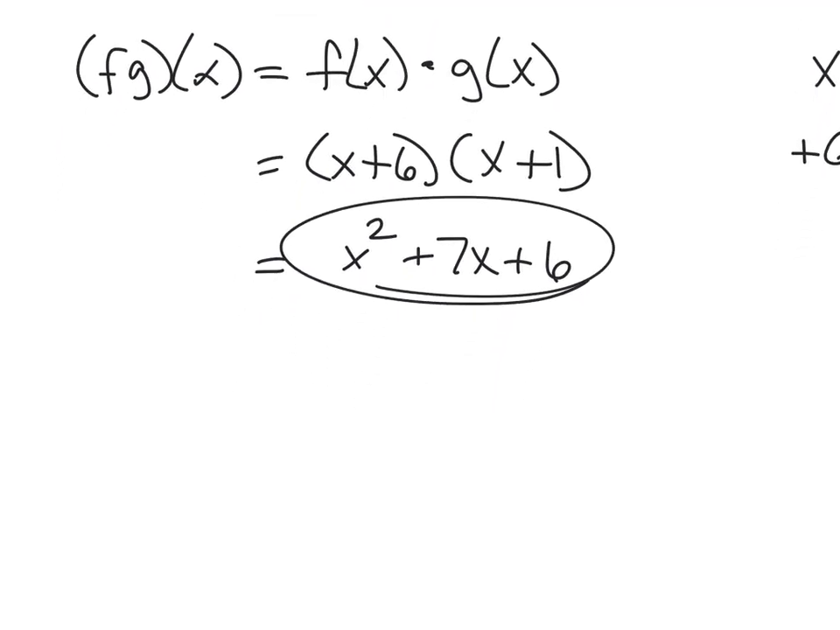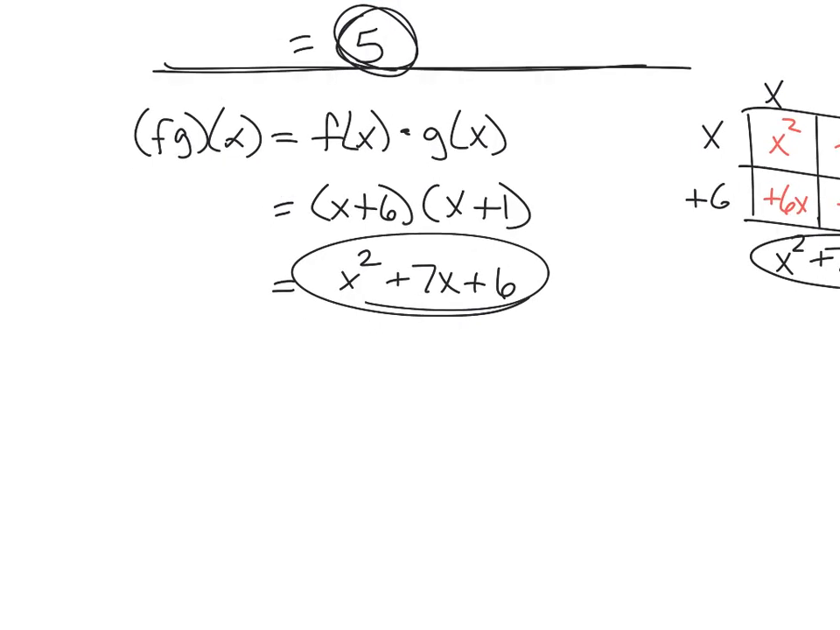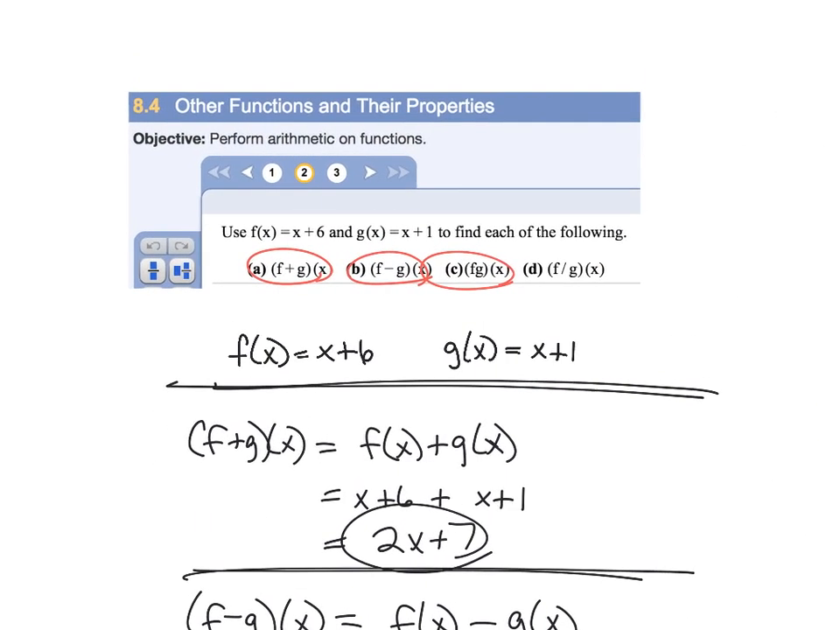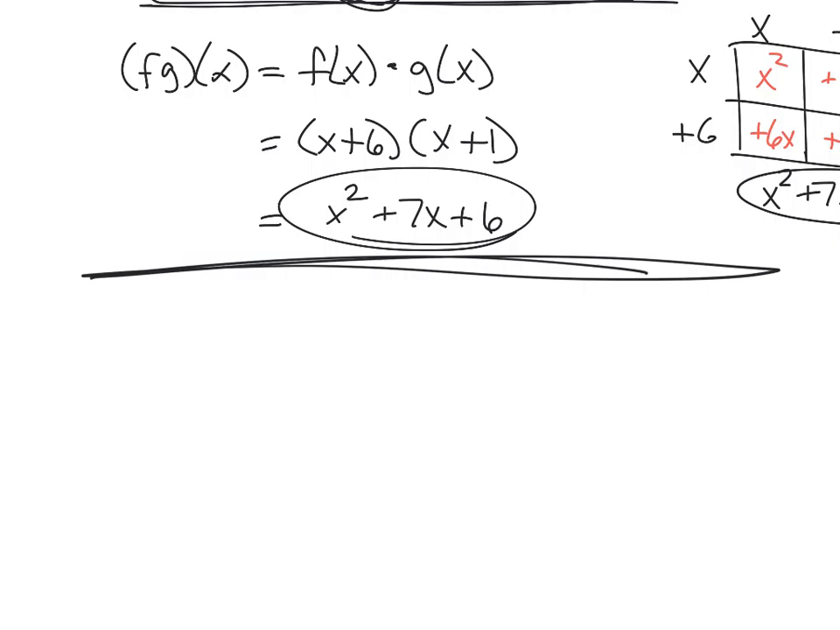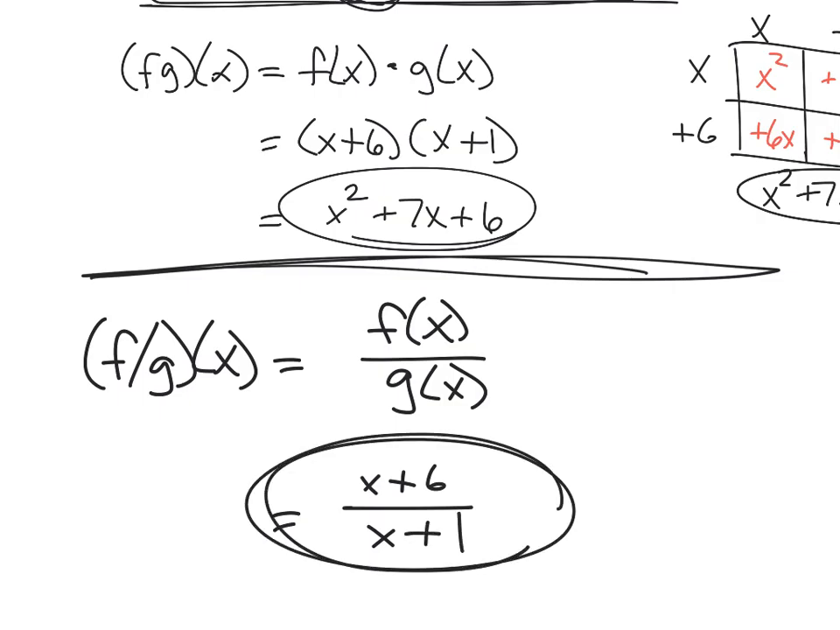And then the last one is we are supposed to divide those two. And I want to check to make sure I'm right. Yep. We are supposed to divide them. So when we divide them, you've got f divided by g of x, and that's really f of x divided by g of x. So that means it's going to be x plus 6 divided by x plus 1, and you're done. Nothing you can do.